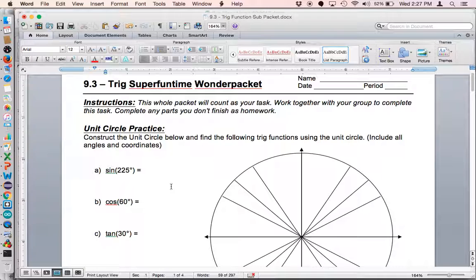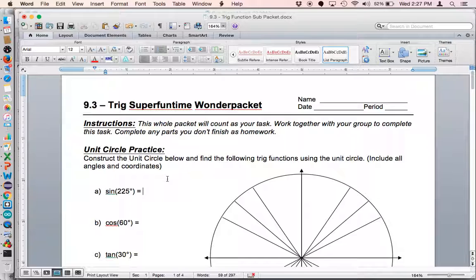So let's be really productive and show them the T-Bird way and get through this Trig Super Fun Time Wonder Packet and turn that in at the end of the period with no homework over the weekend. So all I ask is that you work really hard for this 100 minutes and you are good to go for the weekend, okay? I'll trust you to do that.